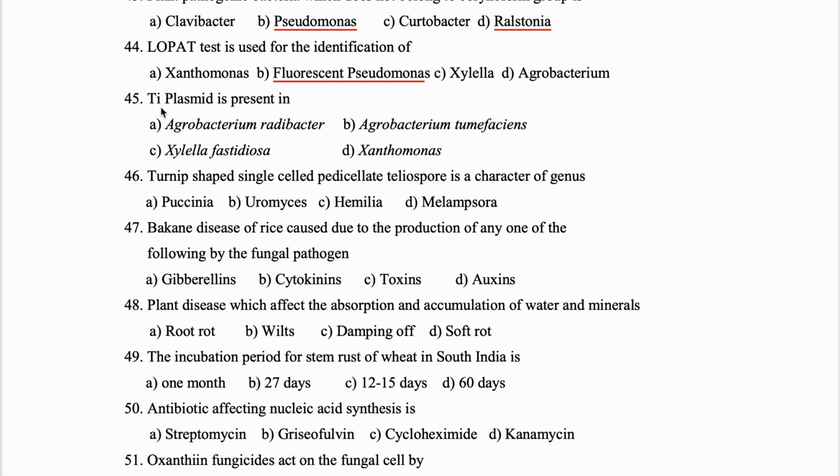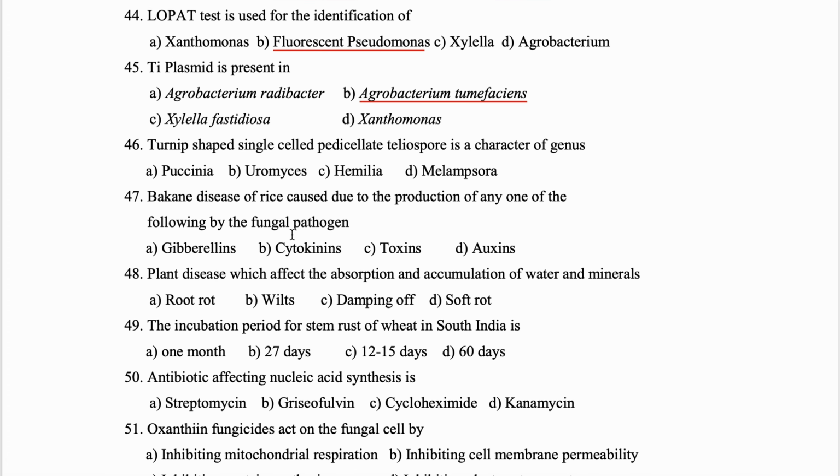Next question. Ti plasmid is present in Agrobacterium tumefaciens. Next, turnip-shaped single-celled pedicellate teliospore is a character of genus Hemileia vastatrix. So this is the causal organism for coffee rust, and the teliospore of Hemileia vastatrix is turnip-shaped.